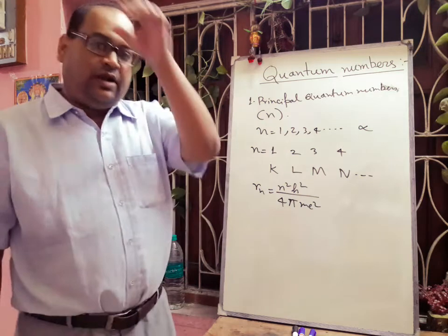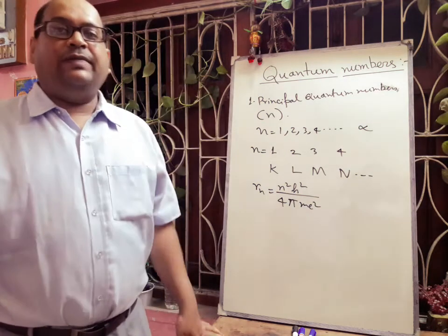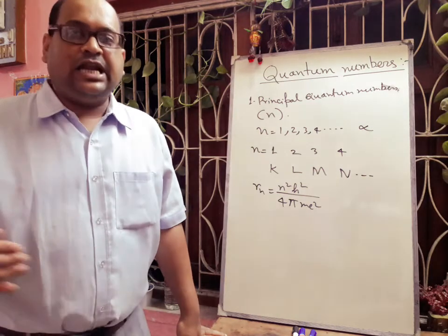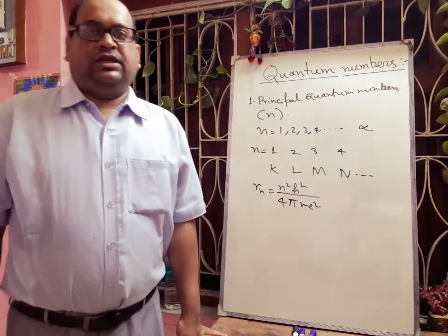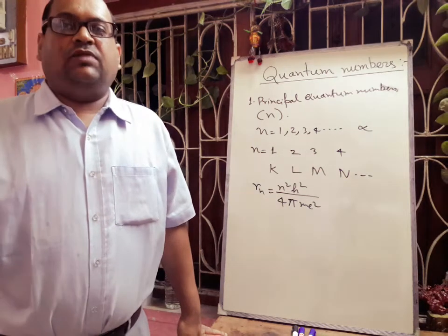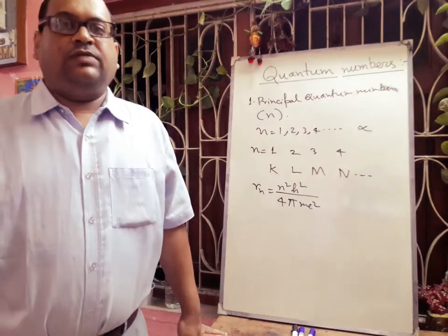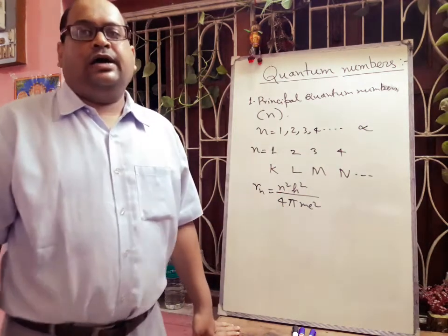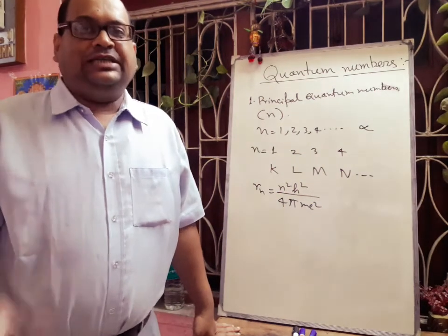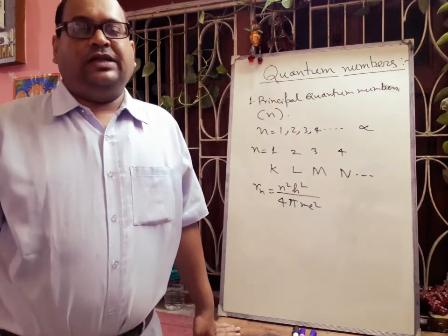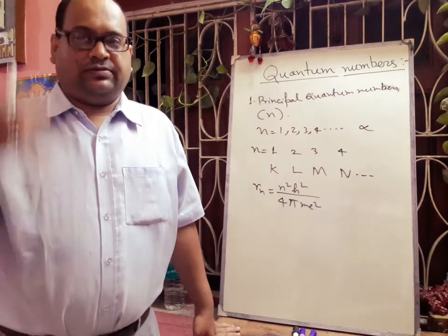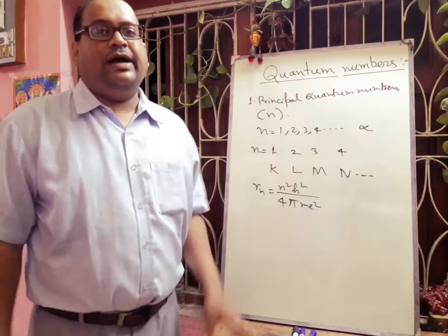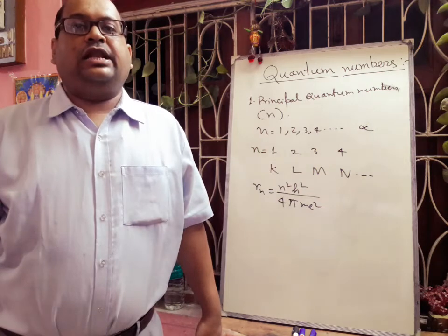That we already know, and a lower value of n represents that the electron is nearer to the nucleus. That n represents the size of the orbit. So the higher the value of n, the larger will be the size of the electron orbit of an atom. Now this n also determines the energy of the electron in an orbit.